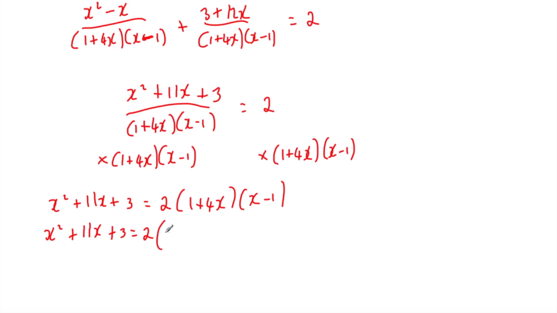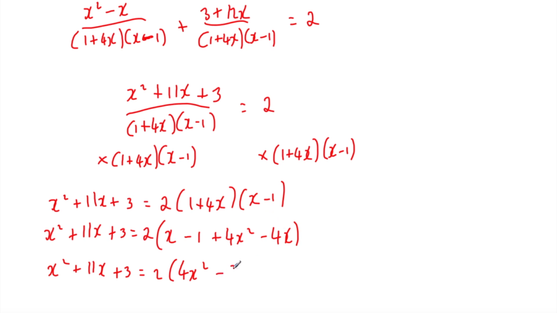So 1 times x would be x, 1 times minus 1 would be minus 1, 4x times x would be plus 4x squared, and 4x times minus 1 would be minus 4x. Okay, now let's simplify what's in the brackets. So it's going to be x squared plus 11x plus 3 equals 2, and then in brackets we've got our 4x squared. We're just going to put the x squared term in the front. We've then got x minus 4x, and x minus 4x will be minus 3x, and then we've got minus 1.